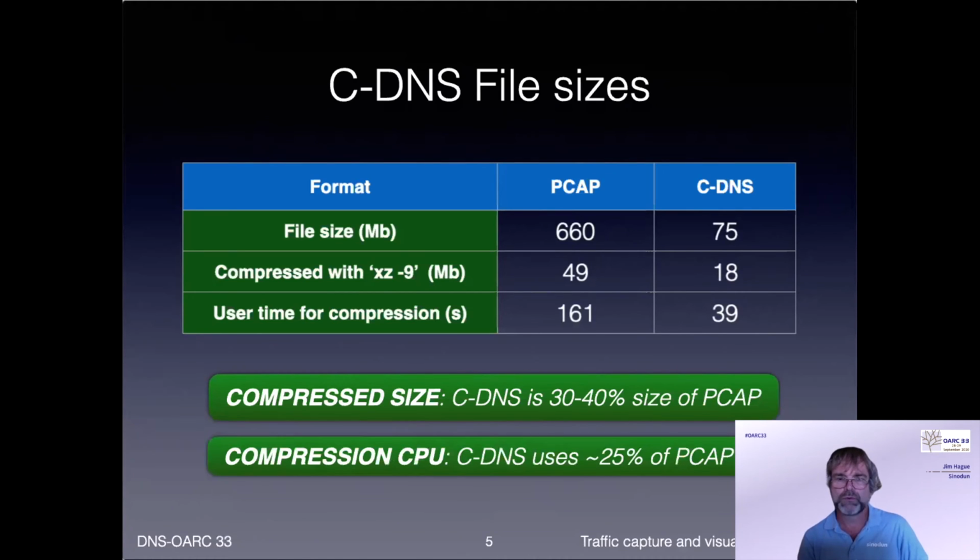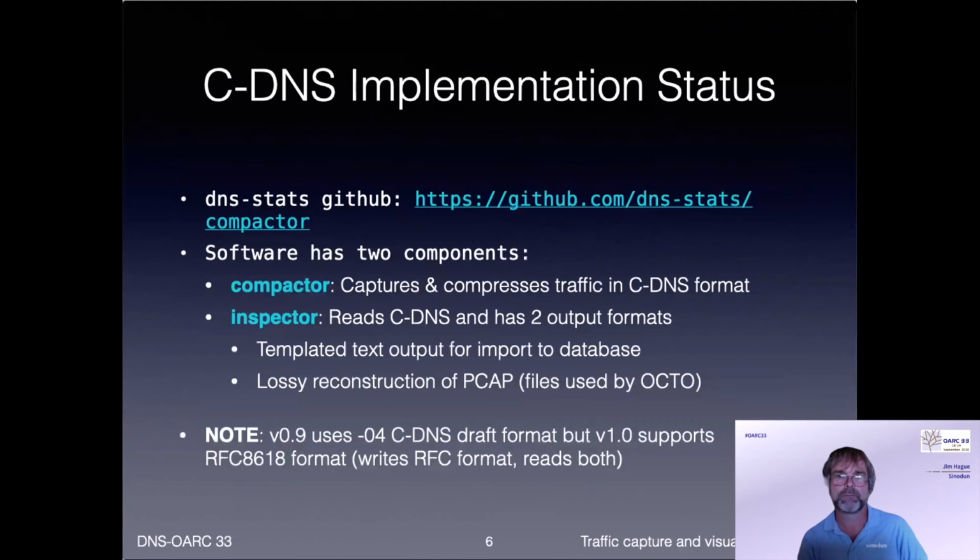And just as important, the amount of CPU required to do that compression is a lot smaller than required to compress PCAP, because CDNS has already aggregated and commented up a lot of the data that you're compressing. The compressor has less to do.